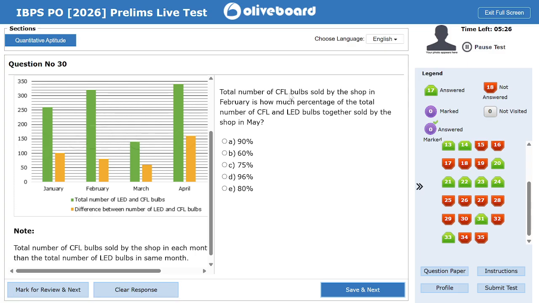The total number of CFL bulbs sold by the shop in February, CFL 200. How much percentage of the total number of CFL and LED bulbs together in May? 250, 80%.